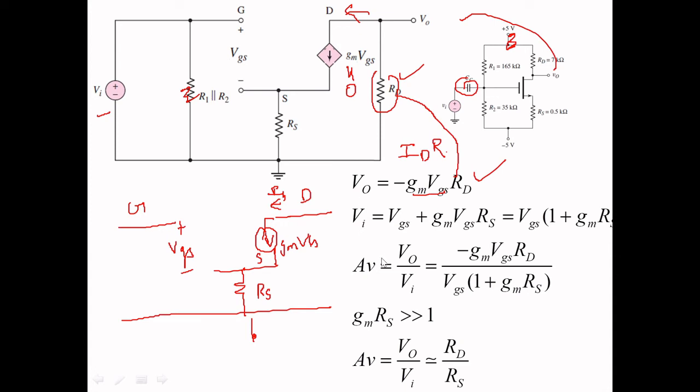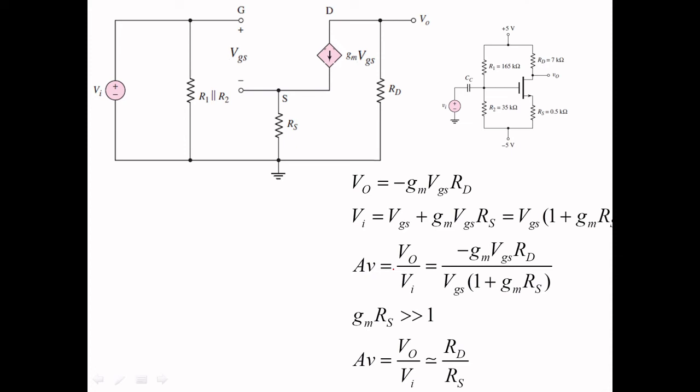Now we will find Vi, to find your voltage gain. It is very simple: you apply the KVL across this loop in the clockwise direction. So apply the KVL across this loop.